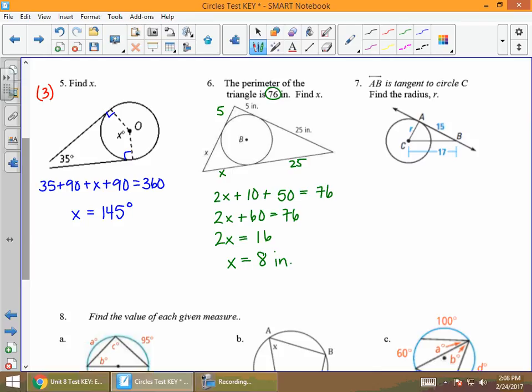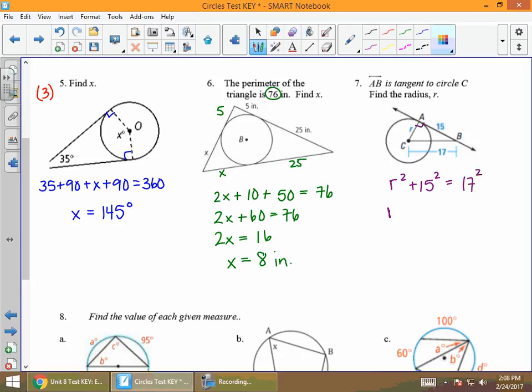All right, number 7 talks about, we have another tangent. It says AB is tangent to the circle C. Find the radius. Well, I know if that's a tangent, then that's 90 degrees. And I'm going to use Pythagorean theorem here. A squared plus B squared equals C squared. So the legs are R, so R squared plus 15 squared is equal to 17 squared.